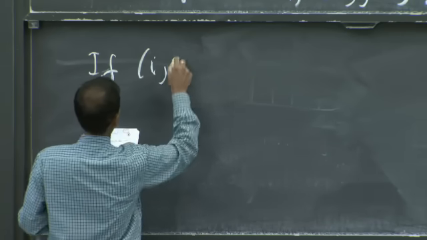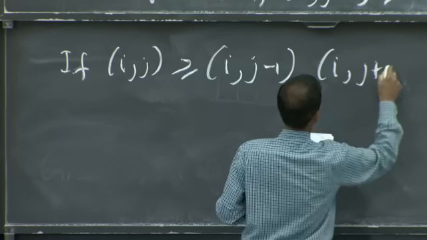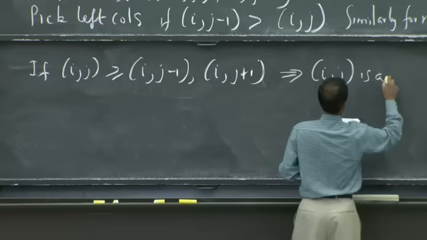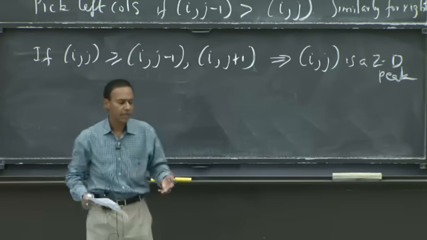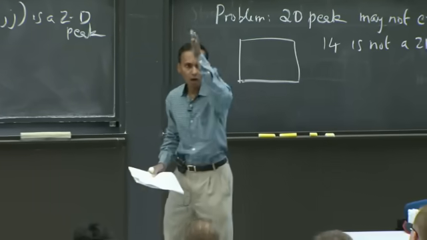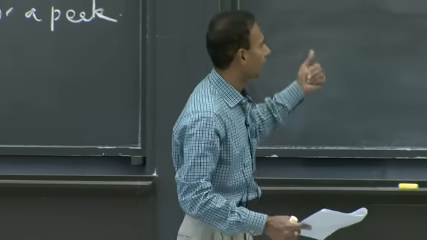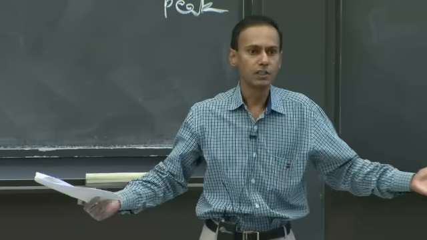Just like I had for the 1D version, if (i, j) is greater than or equal to (i, j minus 1) and (i, j plus 1), that implies (i, j) is a 2D peak. And the reason that's the case is because (i, j) was the maximum element in that column. So you know that you've compared it to all of the adjacent elements looking up and looking down. That's the maximum element. Now you've looked at the left and the right, and in fact it's greater than or equal to the elements on the left and the right, and so therefore it's a 2D peak.